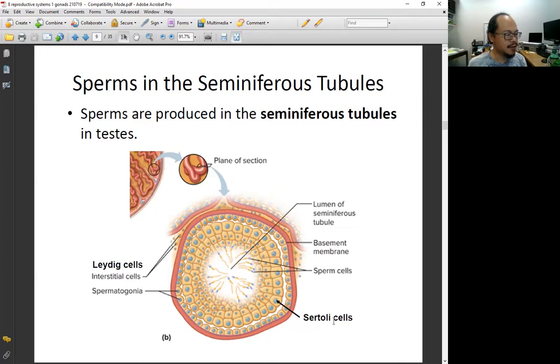So we have Sertoli cells that support sperm maturation, as well as the Leydig cells. Leydig cells are also called the interstitial cells. This is the one that produces testosterone.